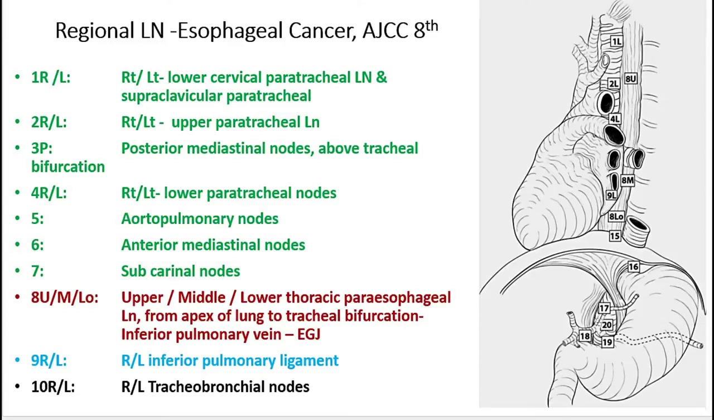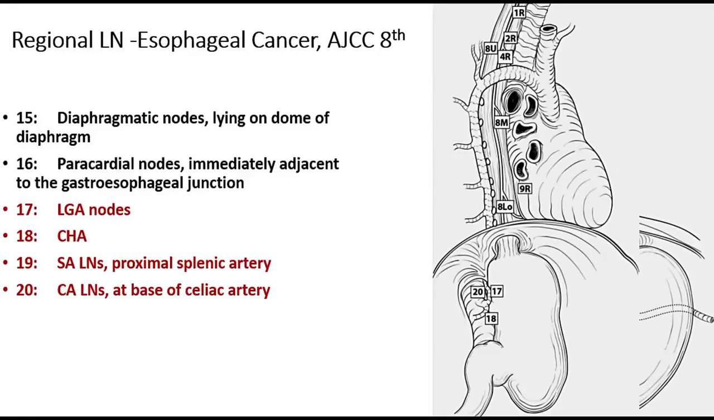8 is divided into upper, middle, and lower. That is upper, middle, and lower thoracic periesophageal lymph nodes, from the apex of the lung to the tracheal bifurcation, tracheal bifurcation to the inferior pulmonary vein, and from the inferior pulmonary vein to the esophagogastric junction. That is how they are divided. 9 is right inferior pulmonary ligament and 10 is tracheobronchial lymph nodes. 15 is diaphragmatic nodes lying on the dome of the diaphragm.